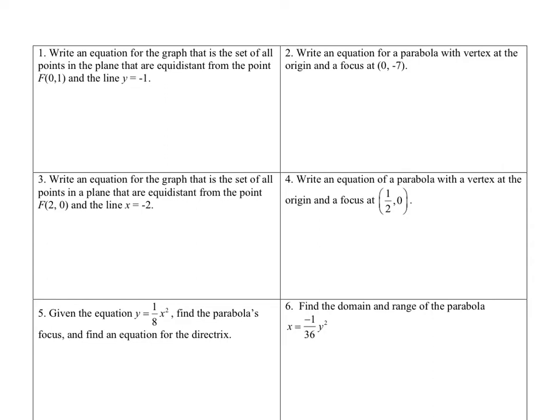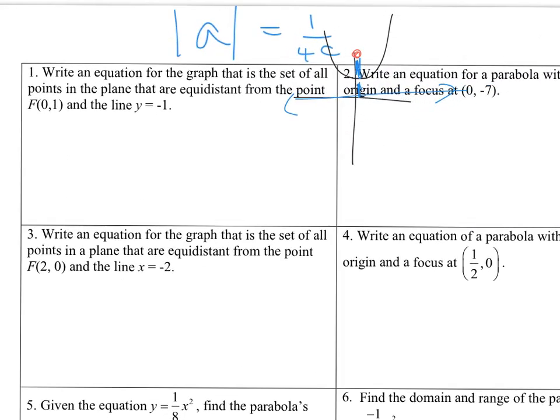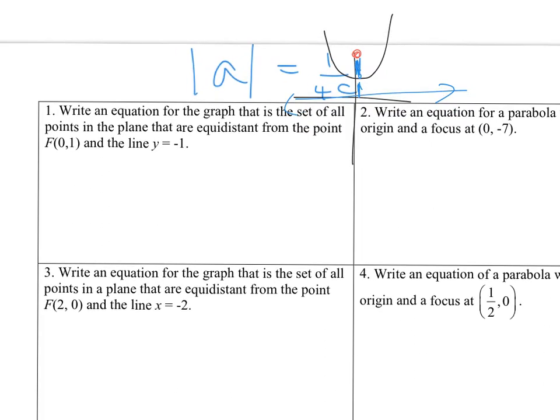We're going to want to use again and again that c is the distance from the vertex to the focus. So I'm going to use this formula, the absolute value of a equals 1 over 4c, where c is the distance from the vertex to the focus of the parabola. Remember what that means: if you have a parabola and your focus is right here, c is the distance between here and here, which is also the same as the distance between the vertex and the directrix.